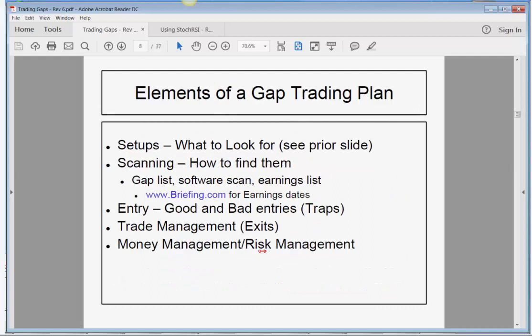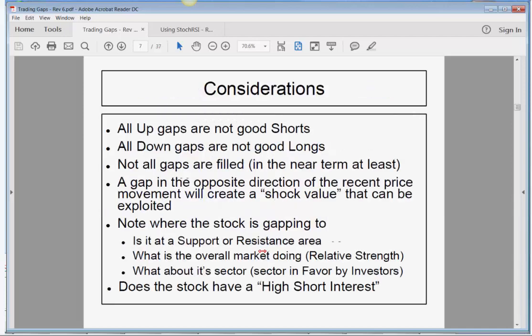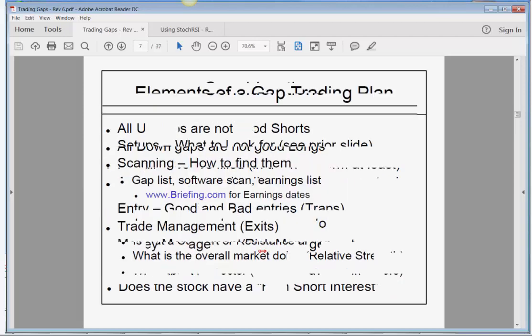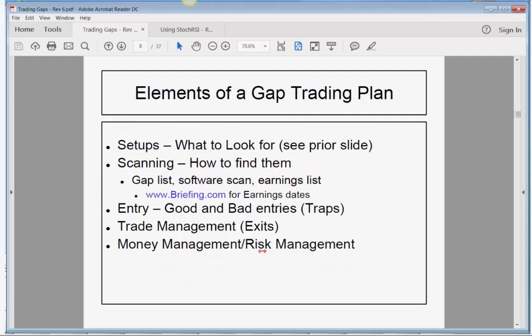All right, I think you have to have multiple elements in a gap trading plan, and these are just some of them. What to look for? Well, I already covered the setups and the considerations about what to look for. Scanning: you can have a gap list if your broker has those. Software scan. Briefing.com does earnings dates, so you can come up with a list of earnings that are coming up tonight after the close or tomorrow before the bell and group those together. I do that.